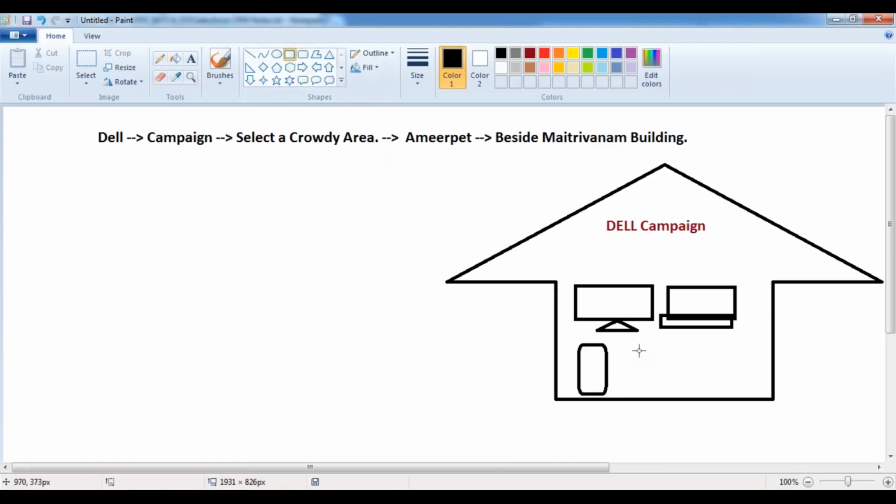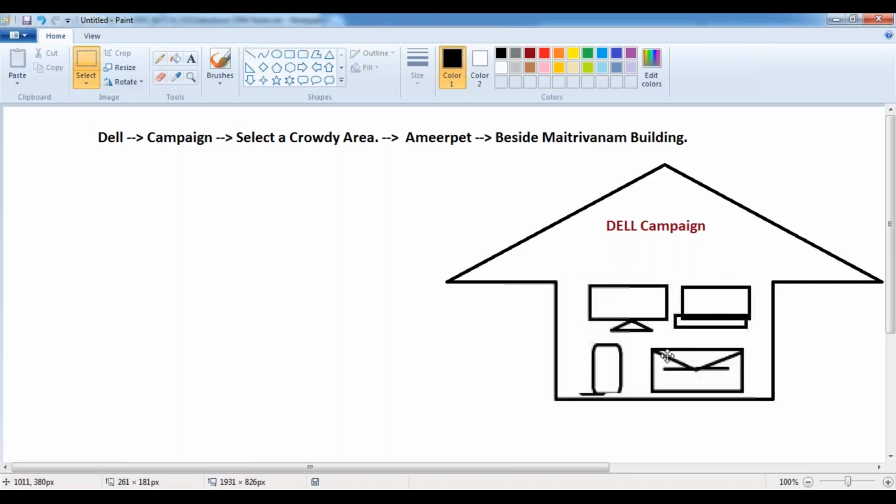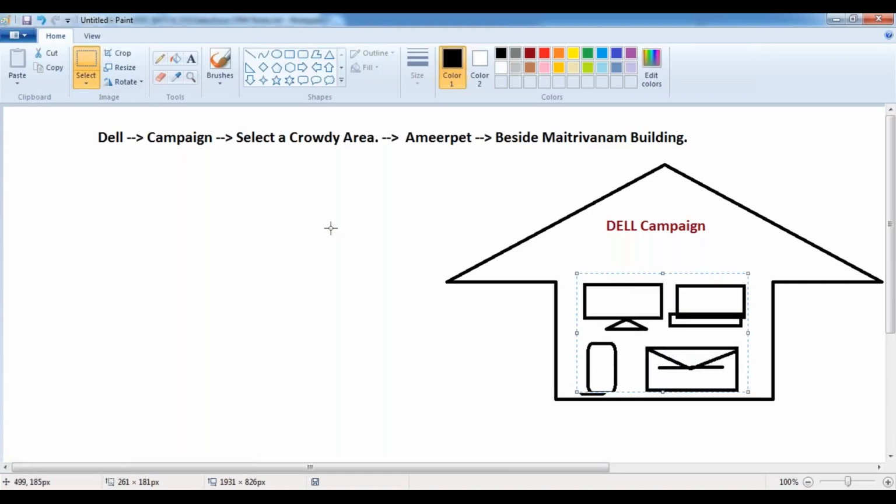What are the printers they have manufactured recently? Those printers also they're placing inside this campaign for display purposes. So what are the products they have manufactured recently? All these products they're placing inside this campaign for display purposes. These are the various products which they have manufactured recently, with a good configuration, with different configurations, with different features. All these products are placed inside this campaign for display purposes.